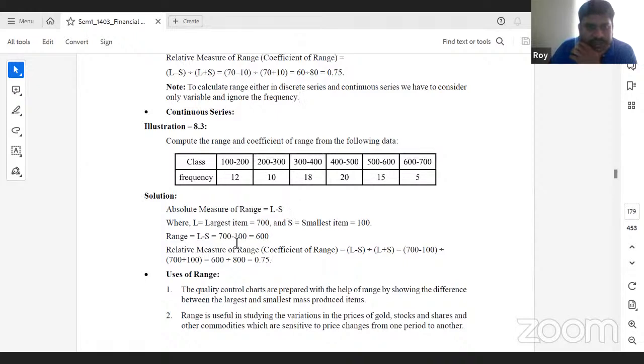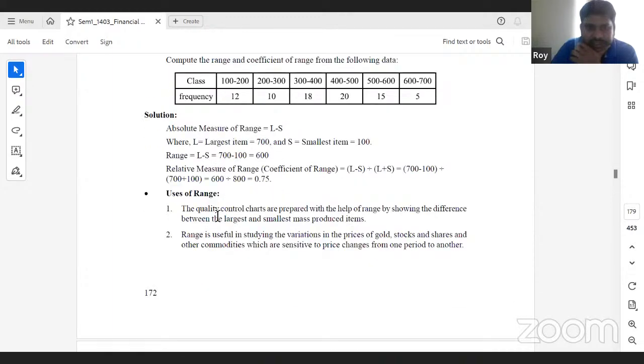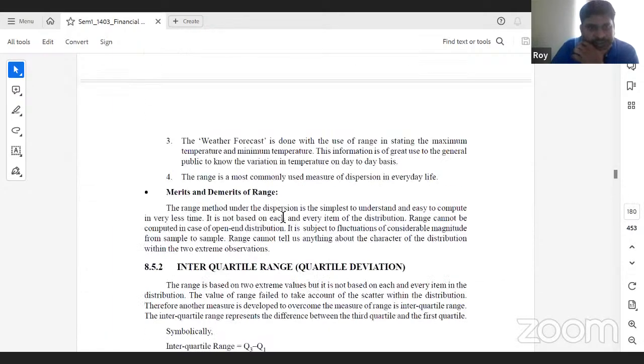Here we will take L minus S. The largest item is 700, the lowest item is 100, and the range is L minus S, which is 600. The absolute measure of range is 600. We are taking 100 and 700, but here we are not taking anything else. Directly we are taking the range.